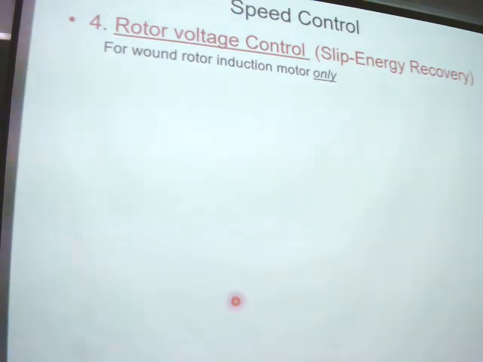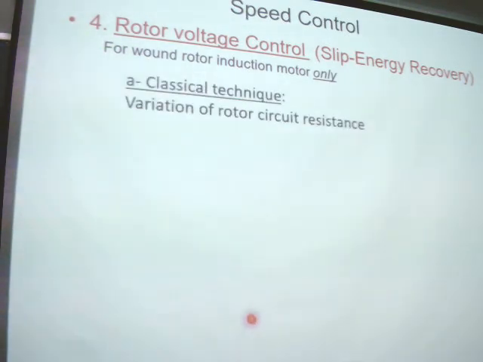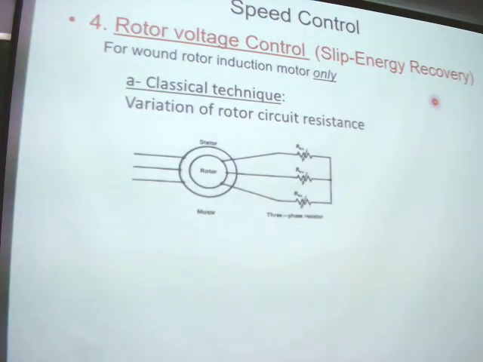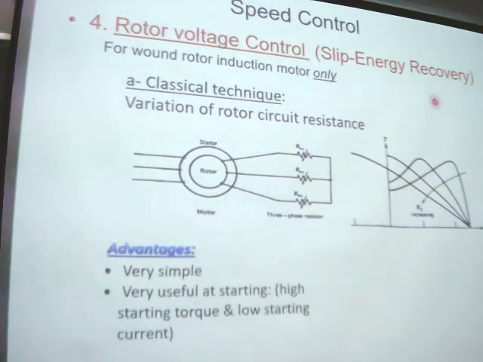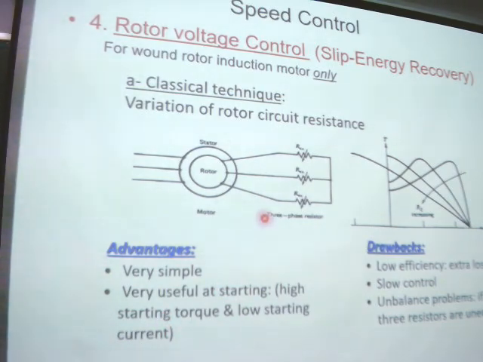Let's see the fourth method, the rotor voltage control. It's also called the slip energy recovery. Here is the method of adding external resistance to the wound rotor induction motor. Yesterday we learned this method to start the motor. And we can also use this method to control the speed.